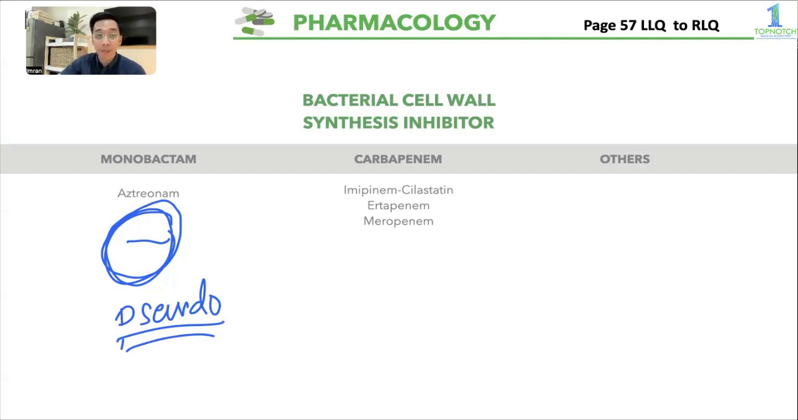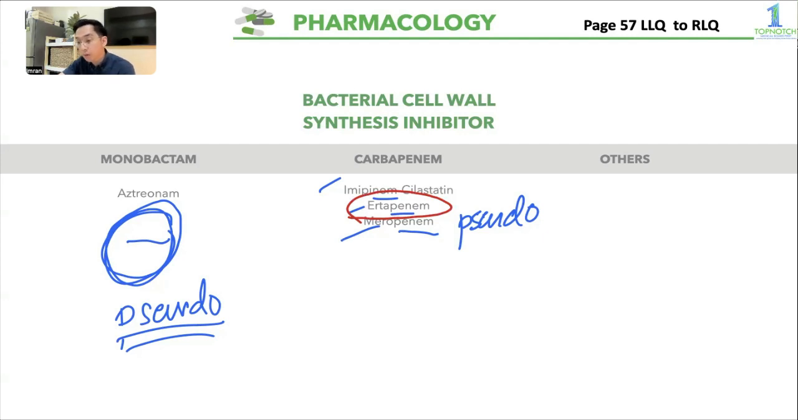Next is your carbapenem. Okay? It's also a bacterial cell wall synthesis inhibitor. Kilala dyan si imipenem. Makita nyo penems, yung ending nila. And yung meropenem. Among all of these, lahat sila ay may pseudomonal coverage except for one. Which one is it? It's your ertapenem. Your ertapenem has no coverage against your pseudomonas.